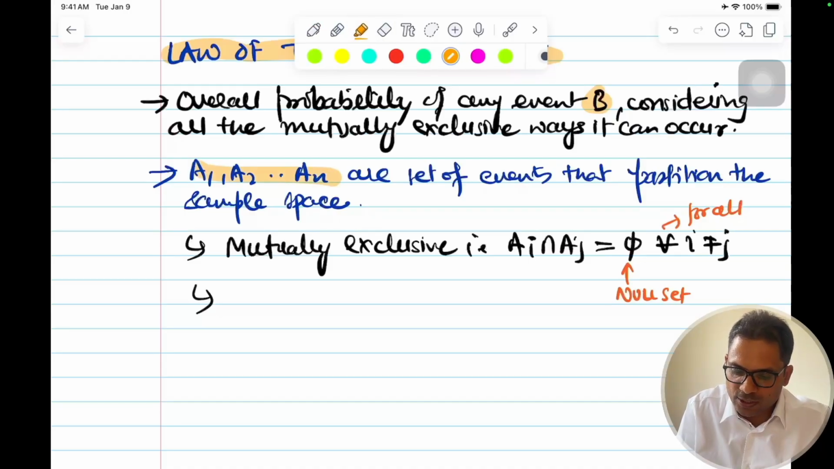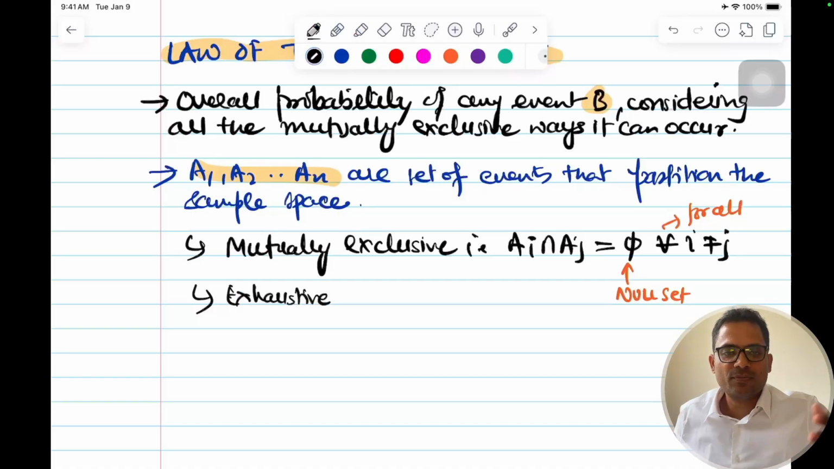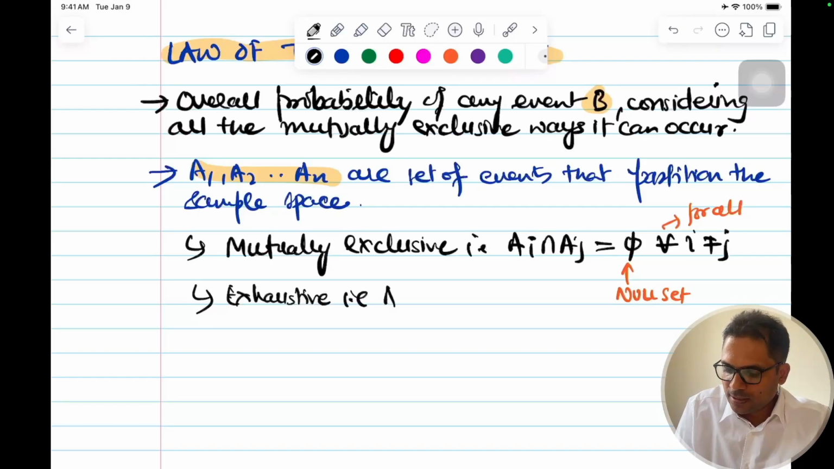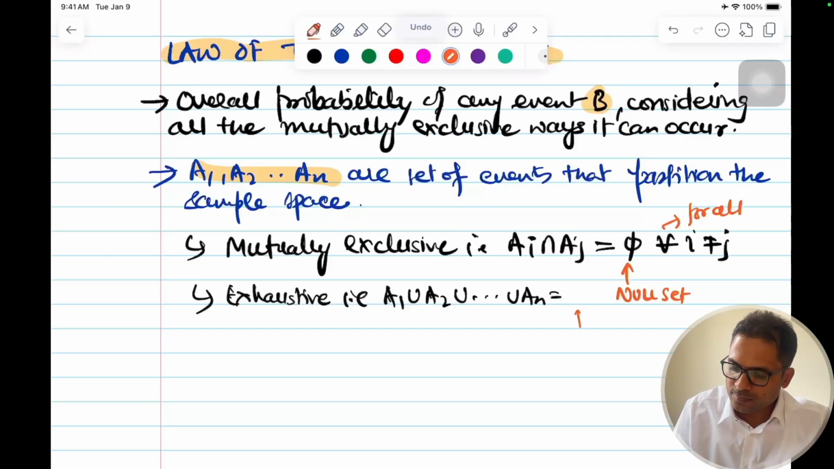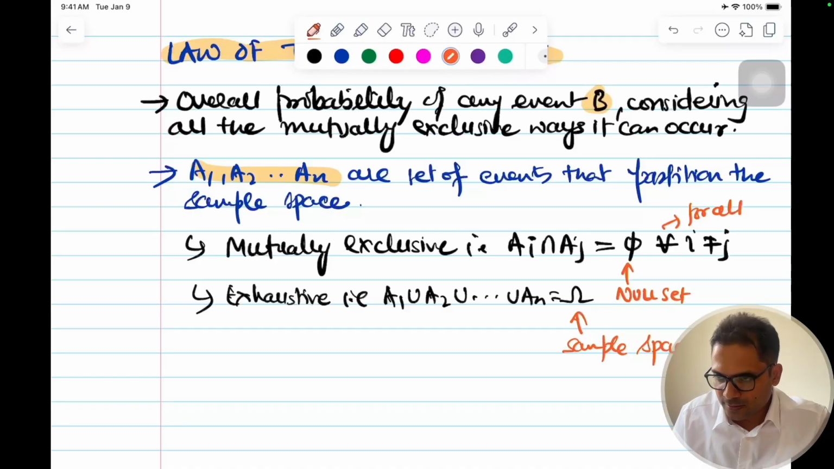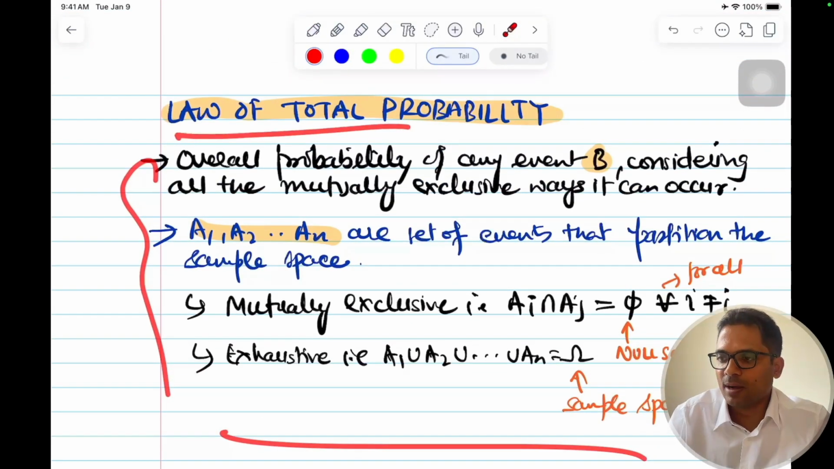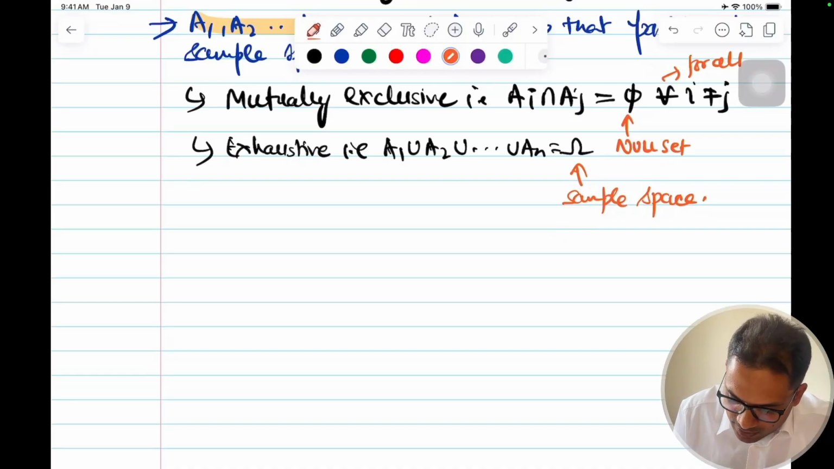What is the second part about A1 to AN? We are saying that they are exhaustive. Exhaustive means the whole. If we sum all the parts A1 to AN, they will form my sample space. How do we write it mathematically? A1 union A2 union dot dot dot union AN is equal to omega. Omega is my sample space. This is my law of total probability.